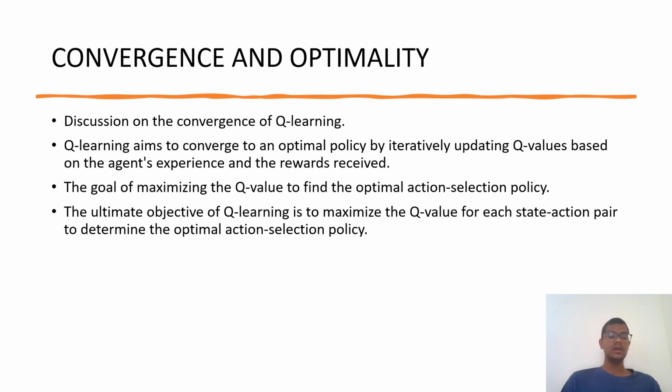Convergence and optimality. Discussion on the convergence of Q learning. Q learning aims to converge to an optimal policy by iteratively updating Q values based on the agent's experience and the rewards received. The goal is maximizing the Q value to find the optimal action selection policy. The ultimate objective of Q-learning is to maximize the Q value for each state-action pair to determine the optimal action selection policy.